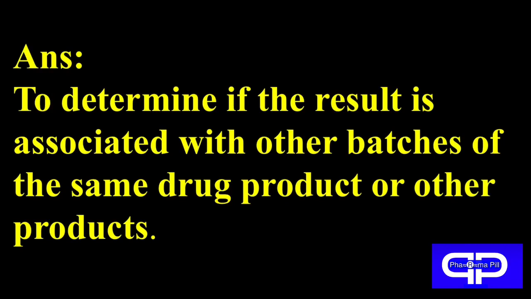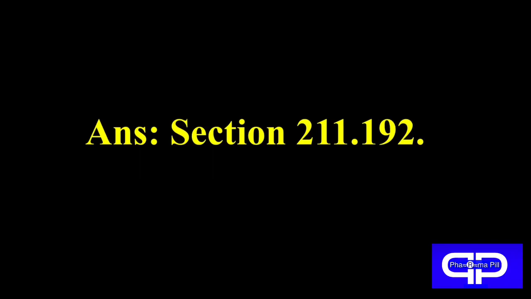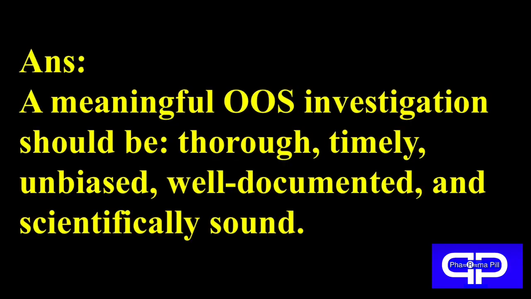Now comes the next question. Which section of CGMP regulation requires that written records of investigation are to be made, including conclusions of the investigation and follow-up? And the answer of the question is, it is clearly written in section 211.192. Now comes question number 10. How do I carry out a meaningful OOS investigation? Answer is, a meaningful OOS investigation should be thorough, timely, unbiased, well documented and scientifically sound.